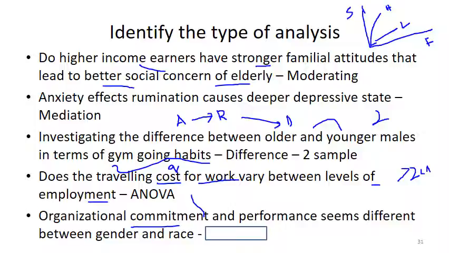Organizational commitment and performance seem different between gender and race. This is interesting. Two dependent variables, organizational commitment and performance, and two independent variables. Yes, it's a MANOVA. To be more precise, it's a two-way MANOVA.